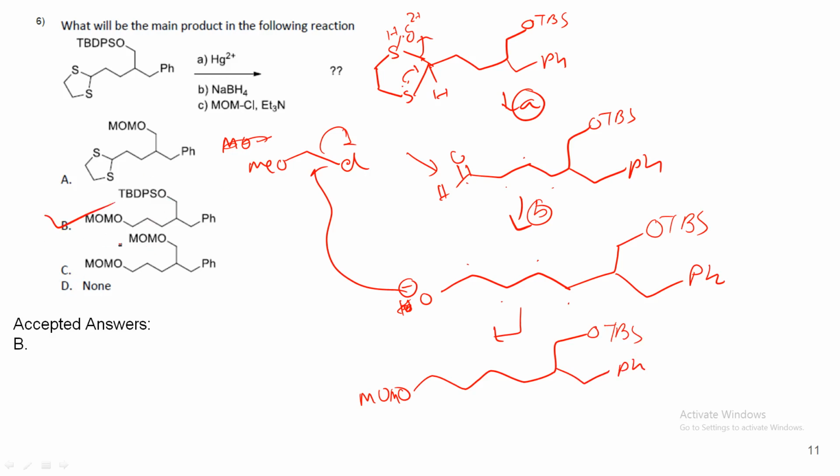Now if we compare, it should be the right answer. You can see other options also. Two MOM protections are not possible, as for TBS protection what we need is a fluoride source, but here it is not there. That's why it is not deprotecting. So it's not correct, and the Hg2+ step should be done first. So that's how you can easily solve this, and this should be your answer.